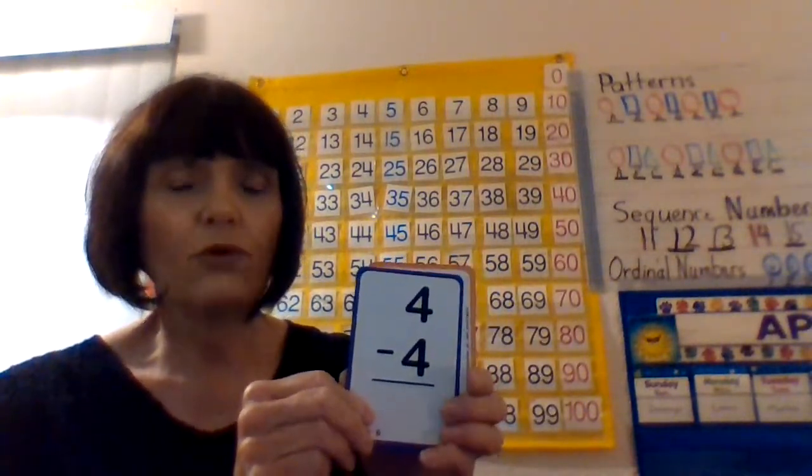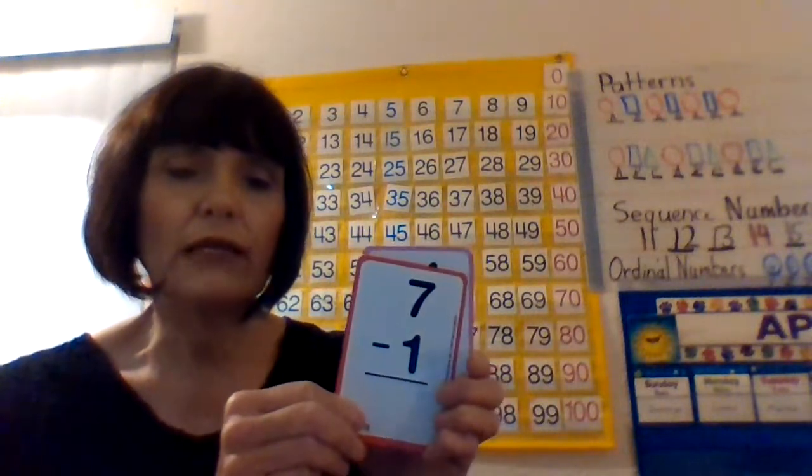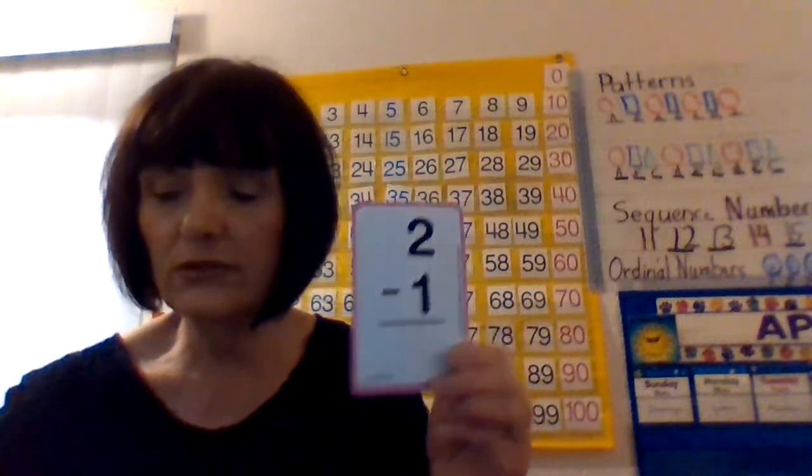4 minus 4 equals 0. 5 minus 1 equals 4. 7 minus 1 equals 6. 4 subtract 0 equals 4. And 2 minus 1 equals 1.